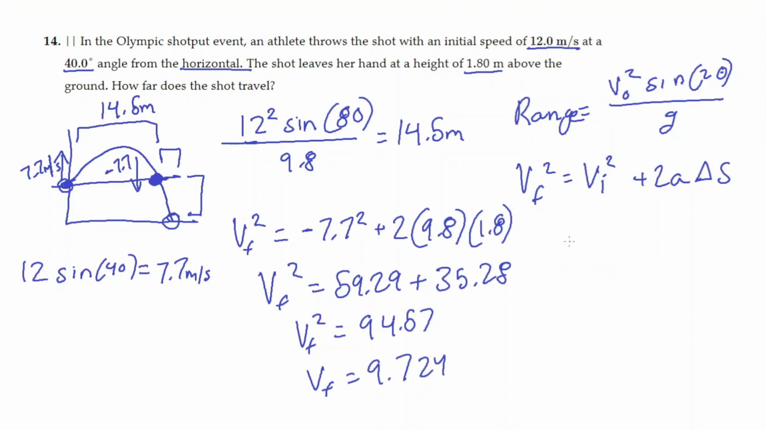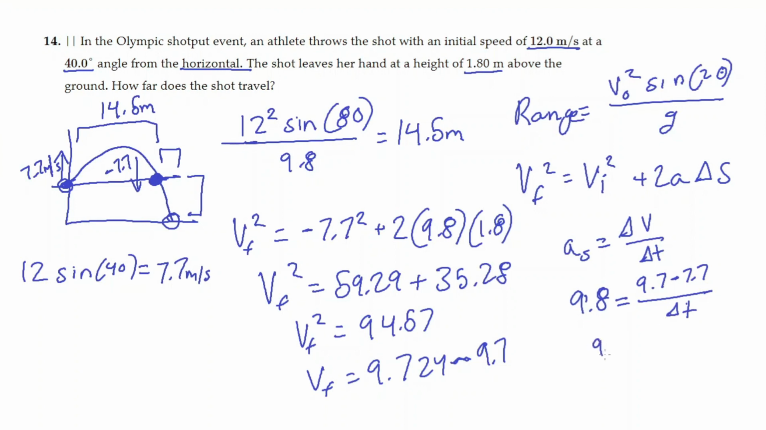So if you remember, acceleration is equal to delta v over delta t. We know acceleration, which is going to be gravity, and we know delta v now because we know velocity final. We could also round this to 9.7. So let's start plugging in stuff into the acceleration equation. Acceleration is going to be 9.8. Delta v is going to be 9.7 minus 7.7, which is velocity final minus velocity initial, over delta t.